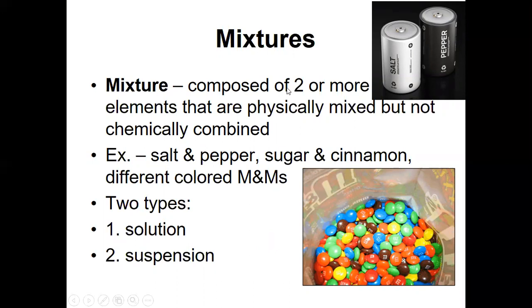A mixture is composed of two or more elements that are physically mixed but not chemically combined. In other words, look at these M&Ms. They may be different colors, but they're not chemically combined. There are two types of this, a solution and a suspension.